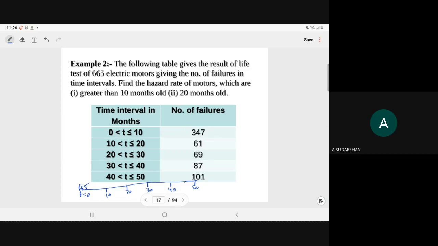Time interval in months, number of failures. During this period, the total number of failures is 347. For this period, total number of failures is 61. For this period, it is 69. For this period, it is 87. And for this period, it is 101. Right. So initially, we have more failures because devices are new. Also in the latter part, again we have more failures due to the deterioration of the device. In between, we have a more or less constant failure rate. So it is also following the birth and death process, meaning the bathtub curve.